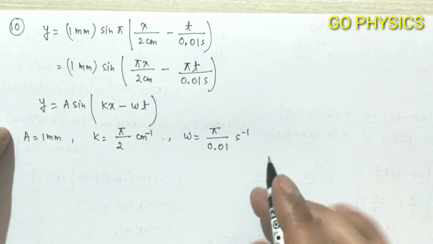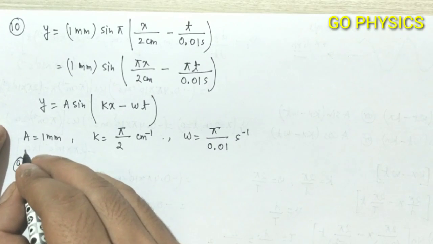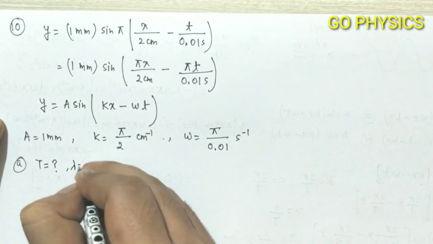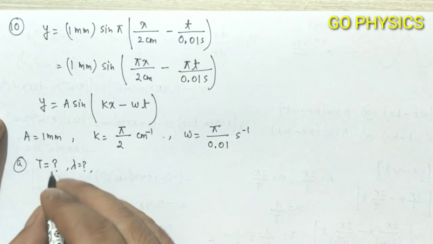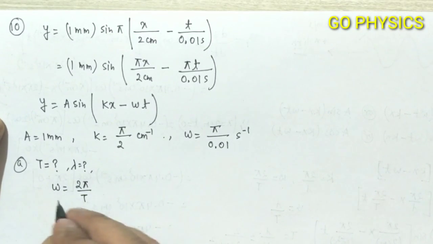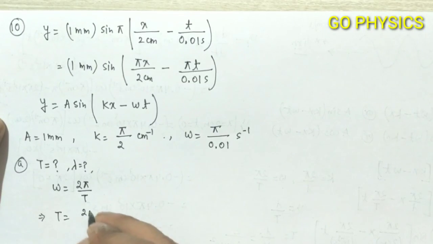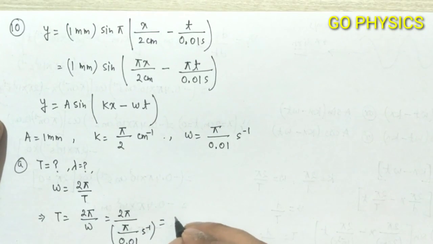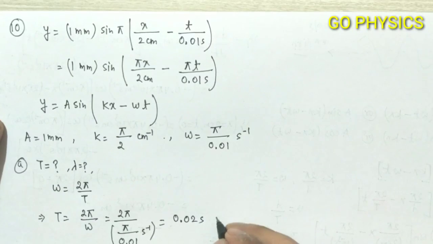In the A part they are asking to find the time period and wavelength, that is lambda. As we know that omega equal to 2 pi by capital T, that is time period. From here we can say that time period equal to 2 pi by omega. Now substitute the value of omega that we got here, pi by 0.01 second inverse. If we simplify this, the time period will come out 0.02 second or 20 millisecond.